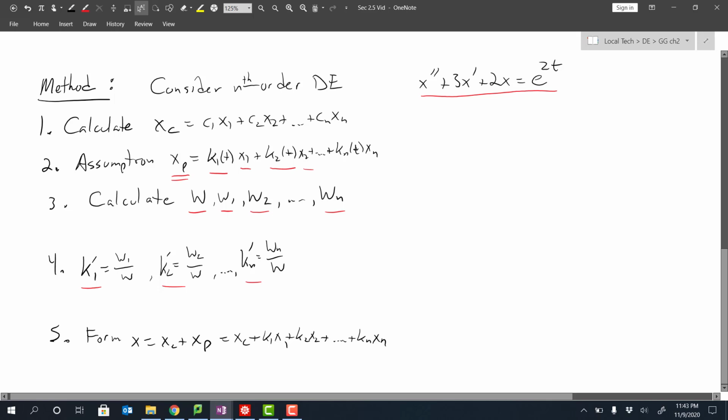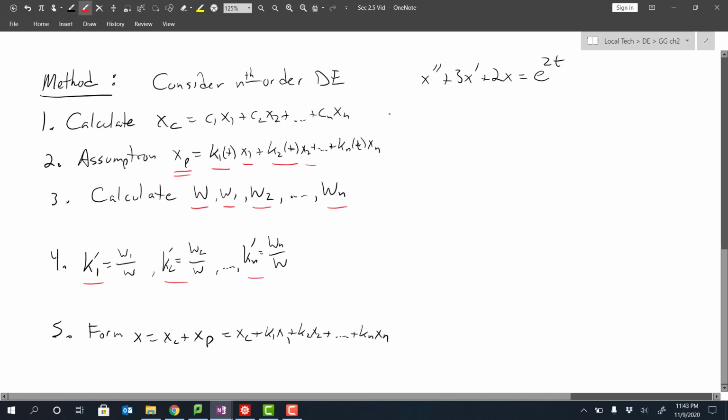So step one is to find our complementary solution. We know how to do that. We're going to generate our auxiliary equation, and we're going to find the roots. In this case, I would have (r + 2)(r + 1) = 0. That would tell me that r is equal to -2 and -1. And so my complementary solution would be c1 e^(-2t) + c2 e^(-t). So in this way, I've identified x1 and x2, two solutions to the homogeneous equation.